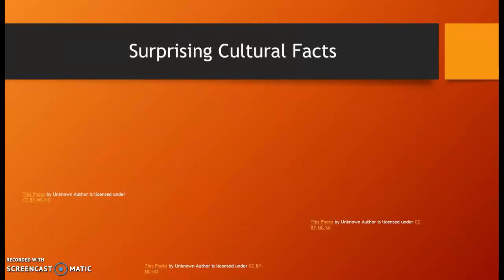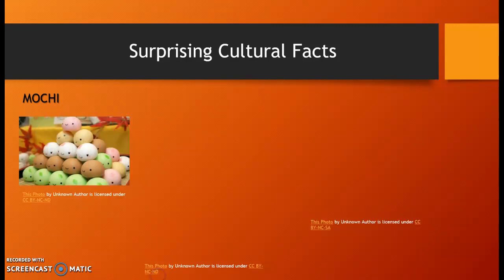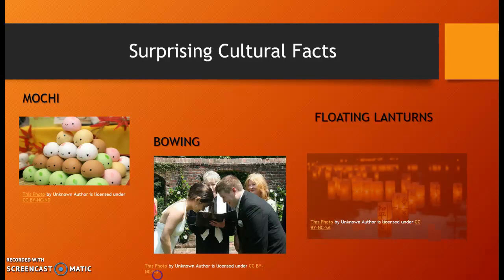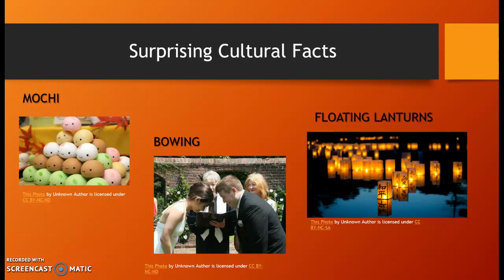Some surprising cultural facts given just about Japan would be mochi. Spacey 2015 states that mochi are rice cakes traditionally made by pounding a variety of rice known as mochigome with a large wooden mallet. The result is a paste that is formed into shapes such as blocks. Bowing is an important tradition that the Japanese use to greet one another, or also seen in wedding ceremonies, like in this picture here. Floating lanterns is a Japanese tradition known as Toro Nagashi, and this is a ceremony that represents the journey of souls to the afterlife.